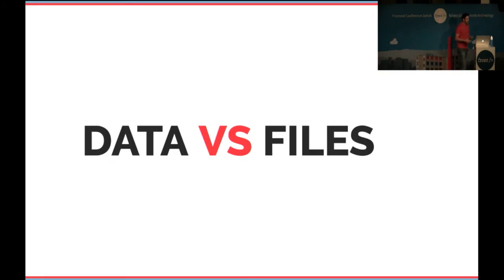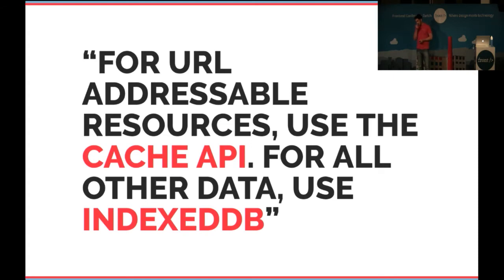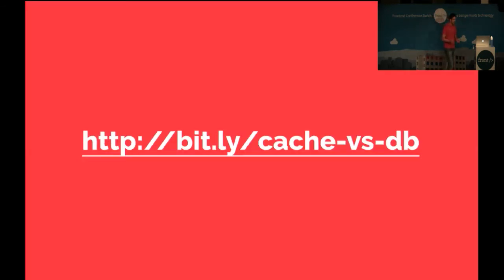So let's move on to dealing with the pages of our site, the pages of our application, and how they would work offline. And to me, it's very much a conflict between data and files. I've spoken about this before, and it was then much more succinctly put in a blog post recently by Addy Osmani, in which he said, for URL addressable resources, use the cache API. For all other data, use IndexedDB. Very straightforward, very nice and easy. That article is great. It's a great read, full of resources on both the cache API and database storage.